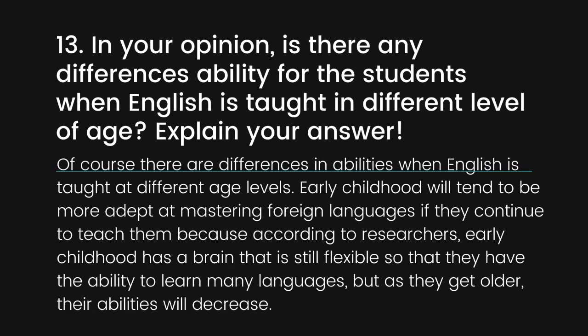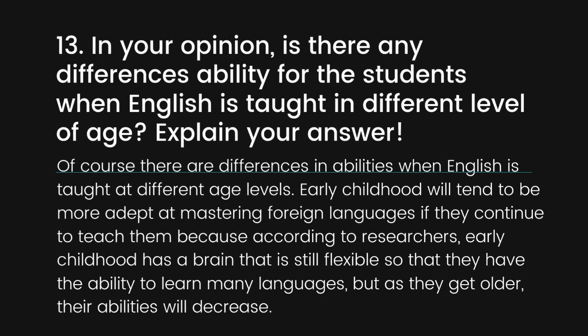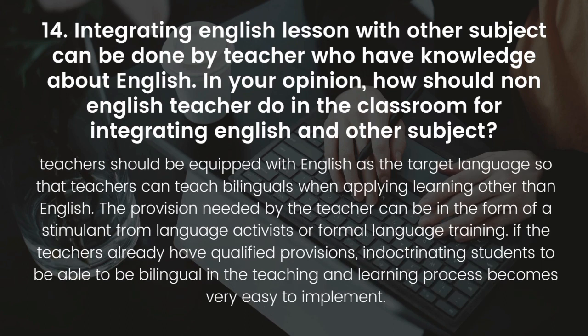Number 13. In your opinion, is there any difference in ability for the student when English is taught at different levels of age? Explain your answer. My answer is of course there are differences in ability when English is taught at different age levels. Early childhood tends to be more adept at mastering a foreign language if they continue to be taught, because according to research, early childhood has a brain that is still flexible so that they have the ability to learn many languages. But as they get older, their abilities will decrease. Therefore, it is more difficult for adults to learn a foreign language, although it is possible for adults to catch up in learning language.